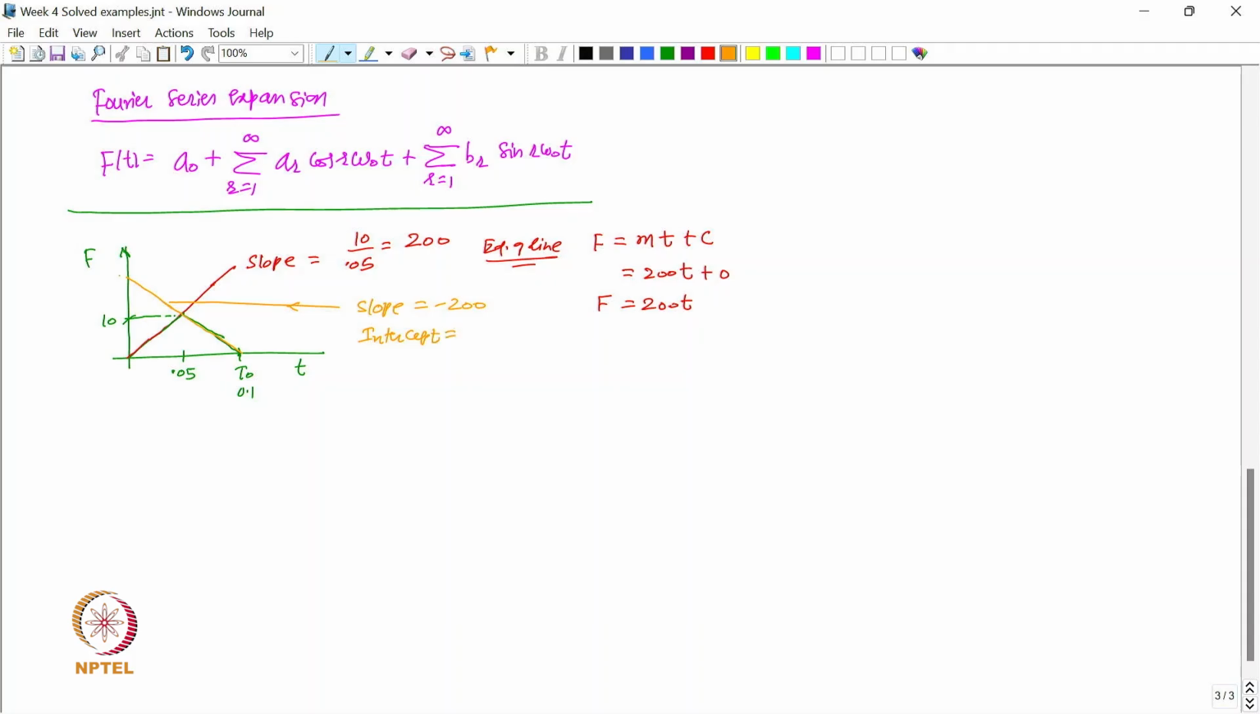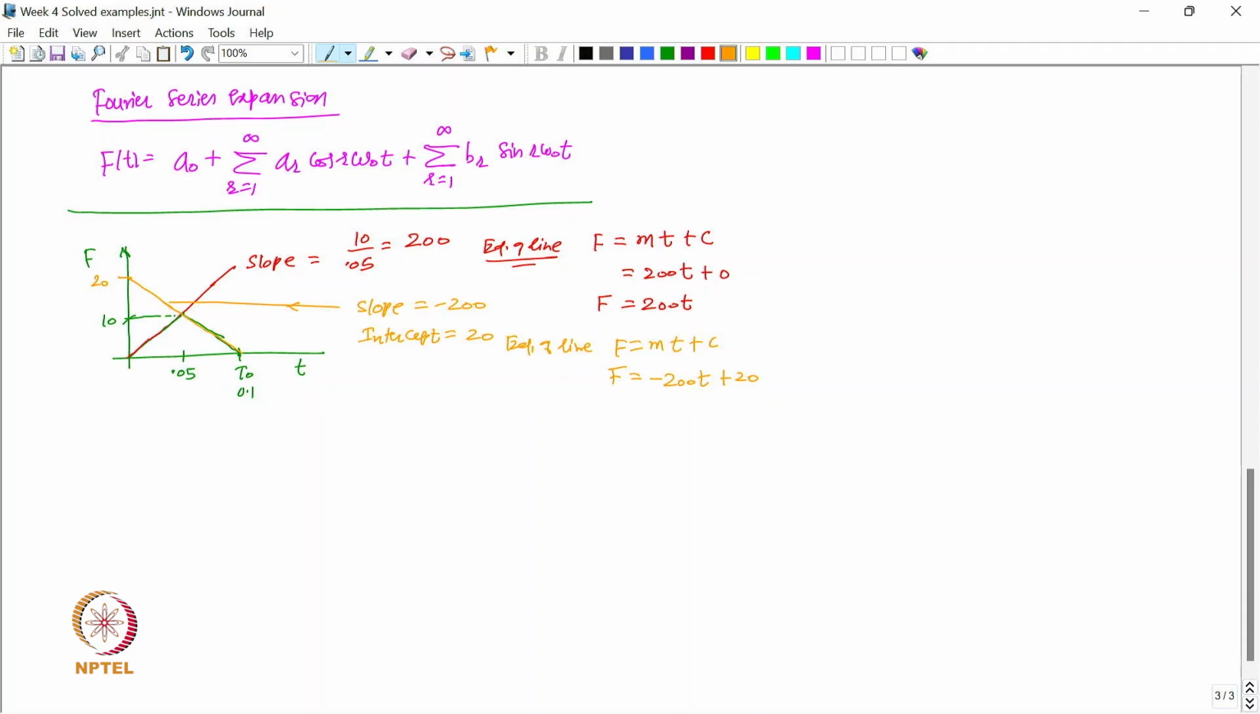Intercept on the y axis will be around 20, right. By using the properties of the triangle I can say that it is 20. So this is 20, and therefore the equation of this line would be f, again I apply the same equation mt plus c. Slope is now minus 200 t and the intercept is 20. So the equation of line is f is equal to minus 200 t plus 20.